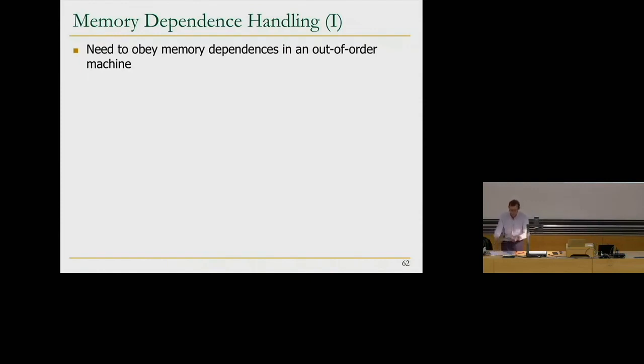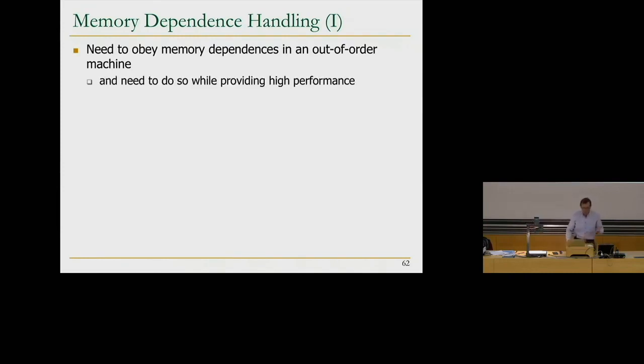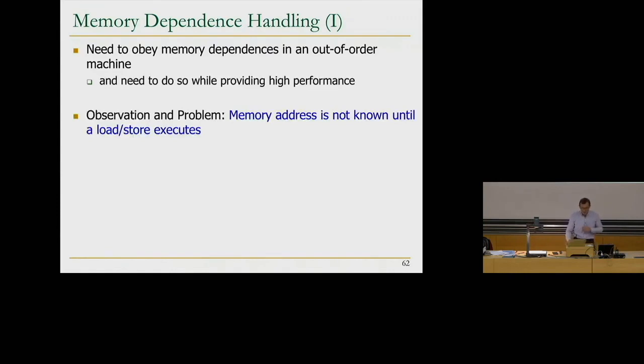Now we handle this nicely with register renaming, but these are not registers. These are memory addresses, right? Register addresses we know at the beginning of the pipeline, so we can rename nicely to another namespace. Memory addresses we don't know until we execute the instruction. Okay, and we need to do so while providing high performance. So that's the problem, basically. The key observation and key problem is that the memory address is not known until a load or a store instruction executes.